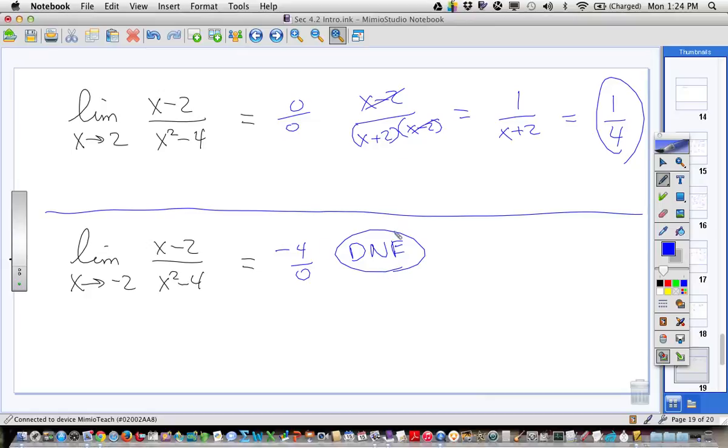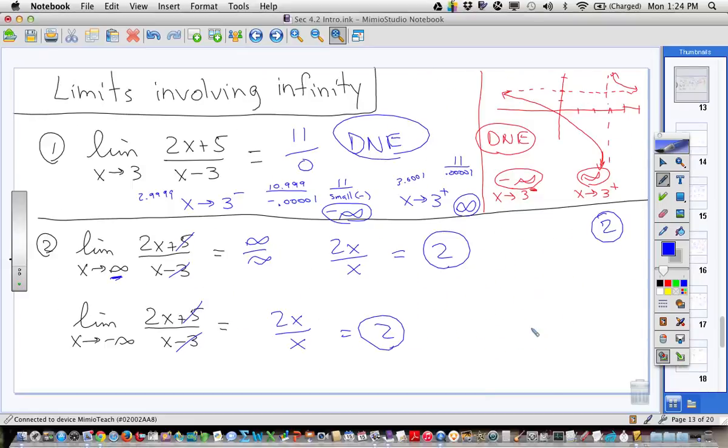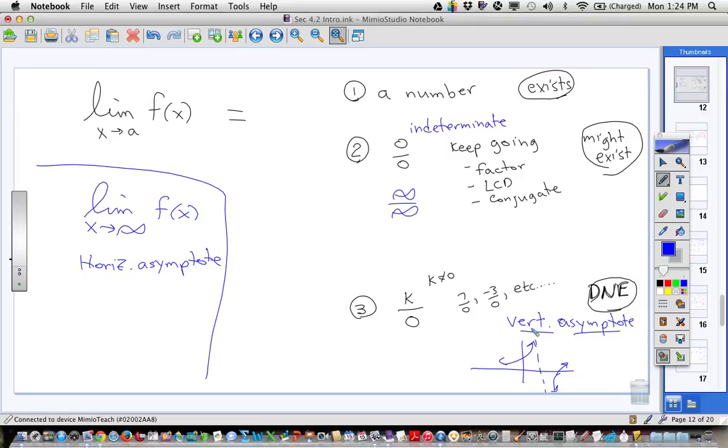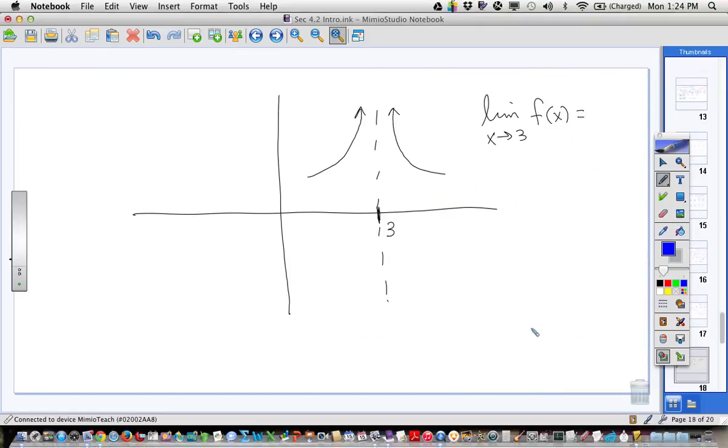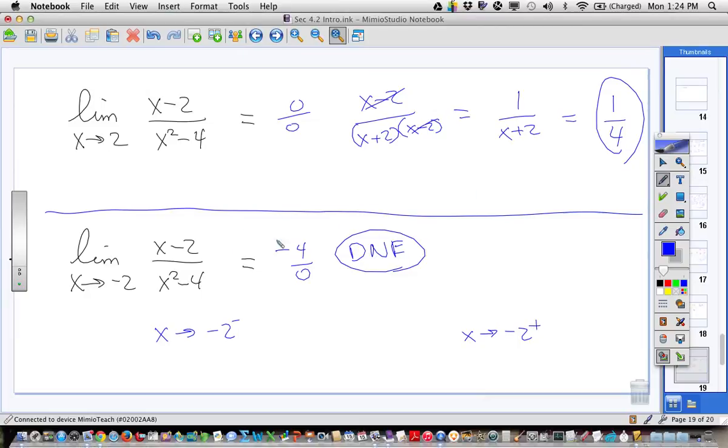So what do we have to do from here? -2 from the left, -2 from the right. Because what do we have happening on the graph here? We have a vertical asymptote. Remember what we said in our notes back here? When you get a 7/0 or a -4/0 or something, you have a vertical asymptote. That's what's going on here. So we've got something going towards infinity. We just got to figure out if it's positive or negative.